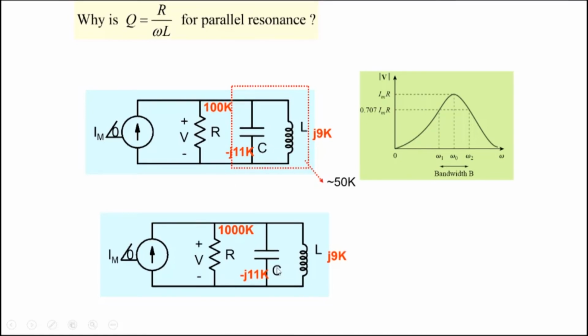While in the next case, the reactance is still around 10K at resonance, but the resistance has been raised to 1000K, and you can see the difference between these two cases. Just a little bit below resonance, and as you go to resonance, what happens to the change in the impedance here? I would suggest you look at the same thing in this particular case, and then you will realize why Q is R by omega L and not omega L by R in this particular case here.